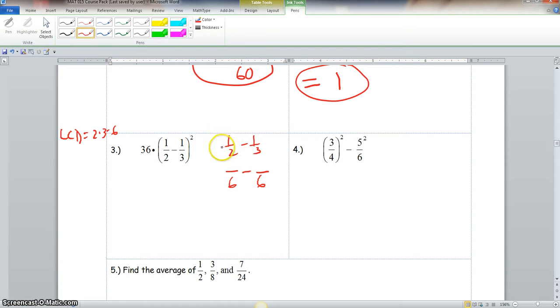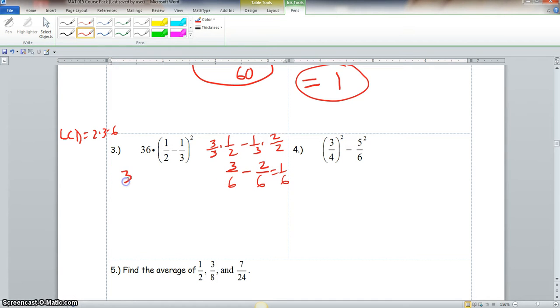6 divided by 2 is 3. We'll multiply numerator and denominator by 3. And 3 times 1 is 3. 6 divided by 3 is 2. So we'll multiply numerator and denominator by 2. 3 times 2 is 6, and 1 times 2 is 2. 3/6 minus 2/6 will give us 1/6.